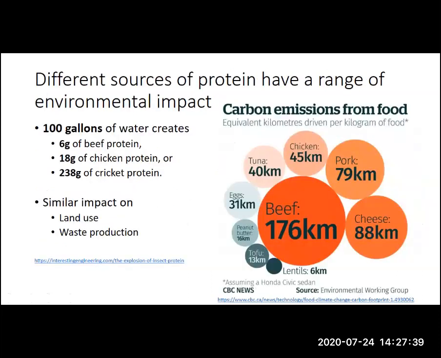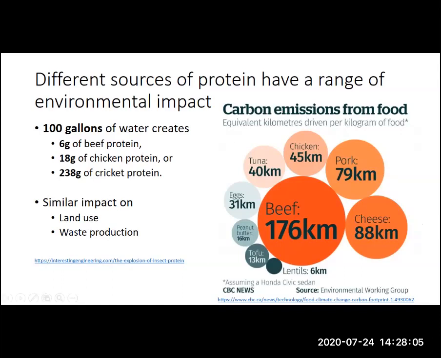If we take a look at it, this emphasizes the different sources of protein and the range of the environmental impact. Just looking at a couple of different examples, if we look at 100 gallons of water in terms of the resources needed for keeping the animal alive, allowing it to grow and mature to the point where we can harvest the meat from it.